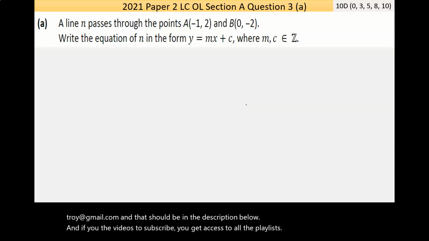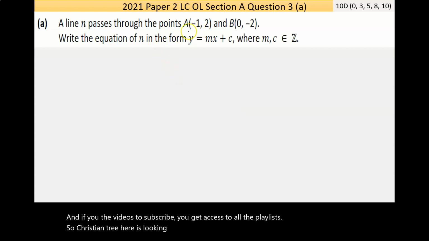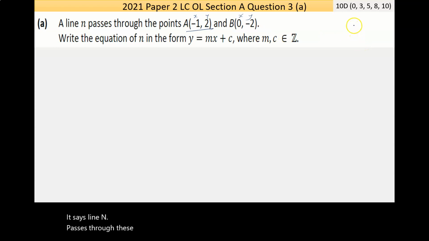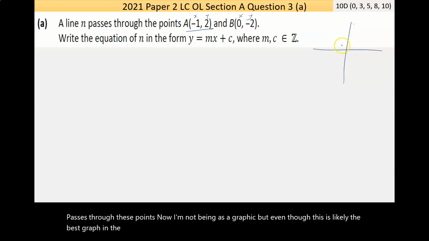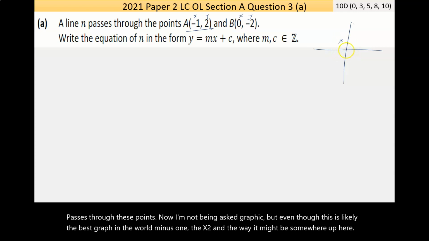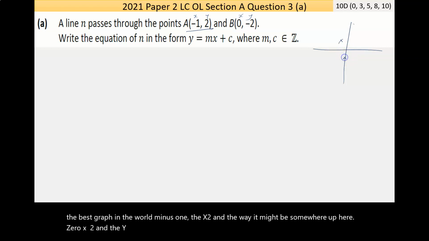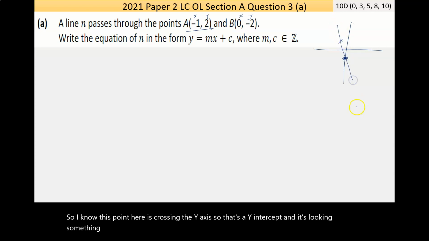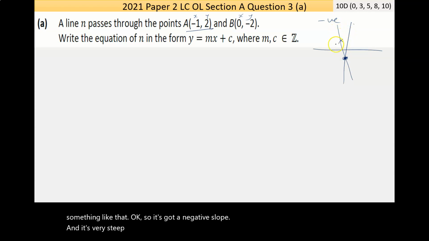So question 3 here is looking like a coordinate geometry question. You've got coordinates here, so you have an x and a y, and an x and a y. It says a line n passes through these points. Now, I'm not being asked to graph it, but even though this is not going to be the best graph in the world, -1 on the x, 2 on the y might be somewhere up here. 0 on the x, -2 on the y is somewhere down here. So I know this point here is crossing the y-axis. So that's a y-intercept, and it's looking something like that. Okay, so it's got a negative slope, and it's fairly steep, so it should be a pretty big number.